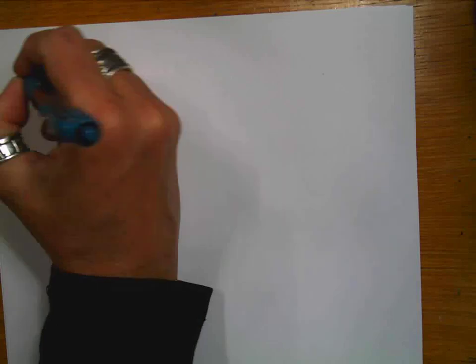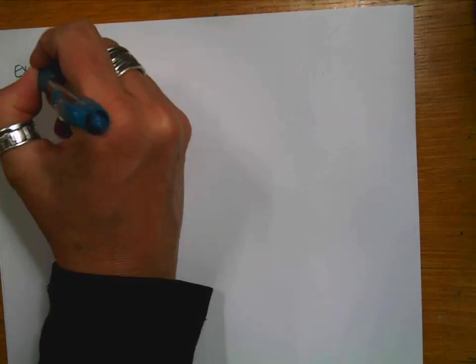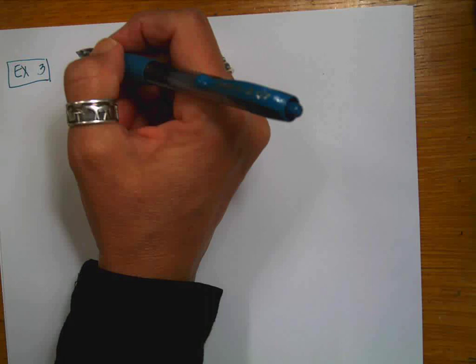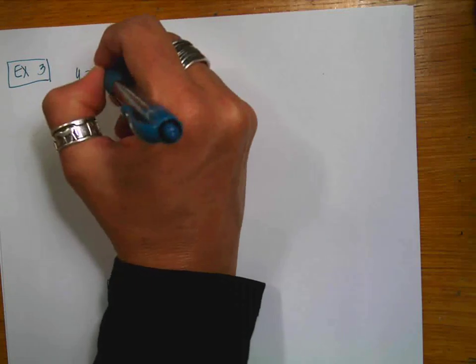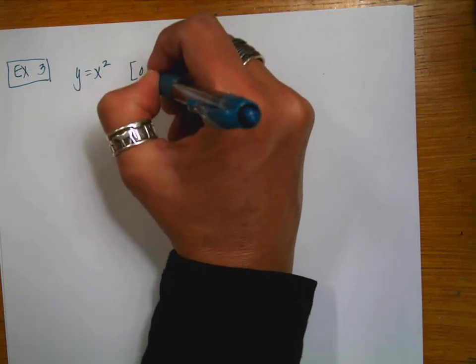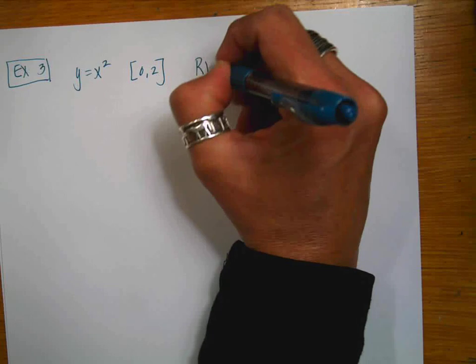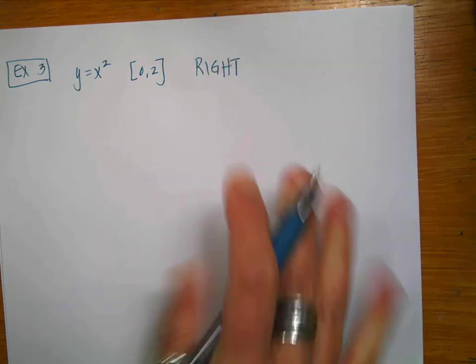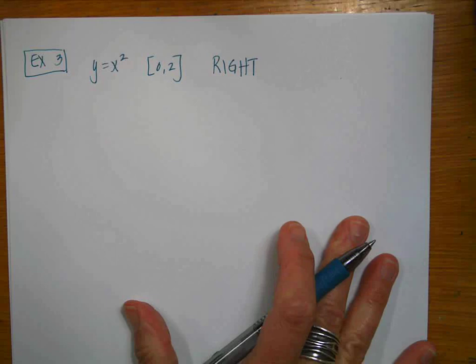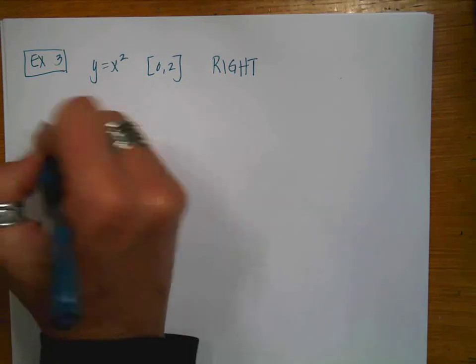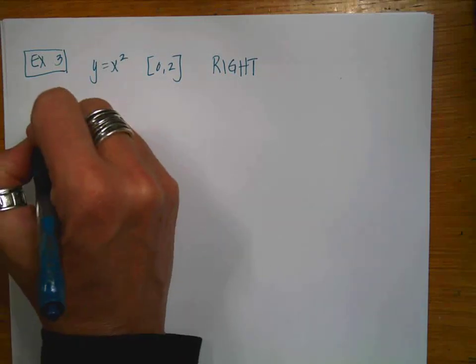All right, so the next example that I want to do, so example number 3, I'm going to do the same problem, except I'm going to do the right-hand limit. So I'm going to have y is equal to x squared. We went from 0 to 2, except this time I'm going to do the right-hand side.